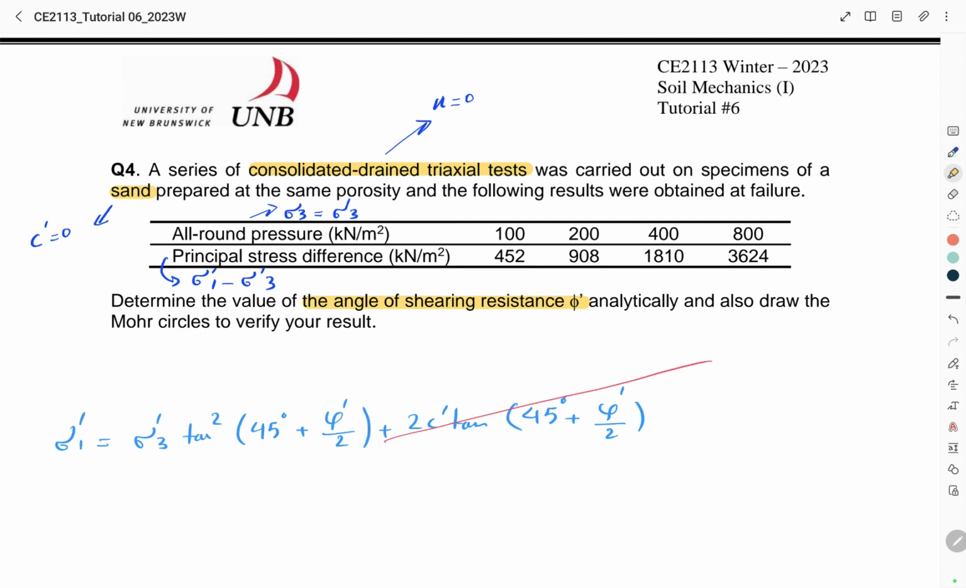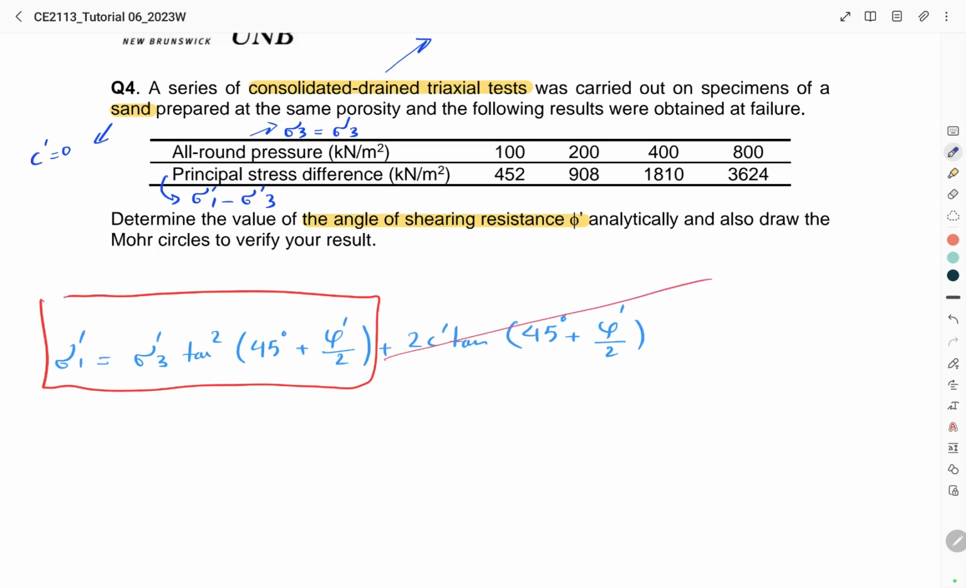In this example, C prime was equal to 0, so we will only have this part. Based on the table, we have the value of sigma prime 3, and we have the value of sigma prime 1 minus sigma prime 3, so we have the value of sigma prime 1, and using this equation we can determine the value of phi prime.